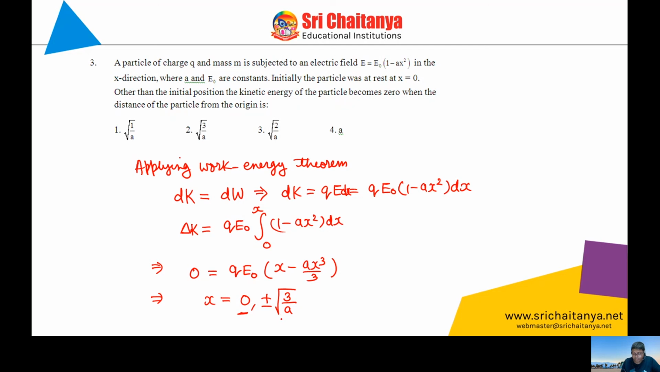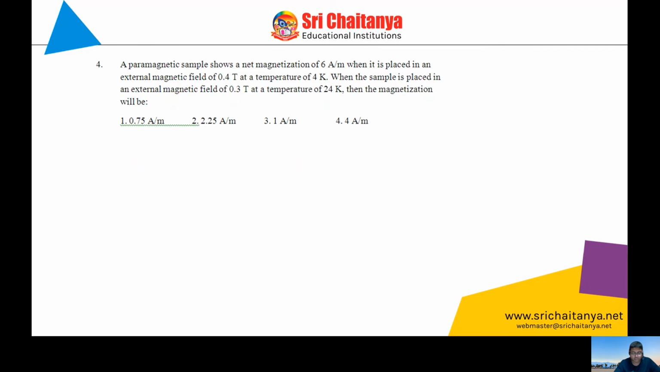So basically the distance of x is equal to plus minus root under 3a from the origin, it would be root under 3 by a. So option 2 will be correct here for question number 3. Now let's move on to the next question, question number 4.